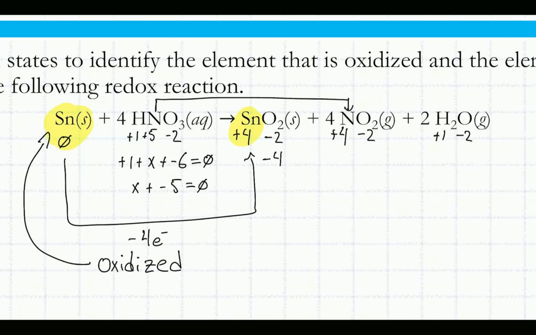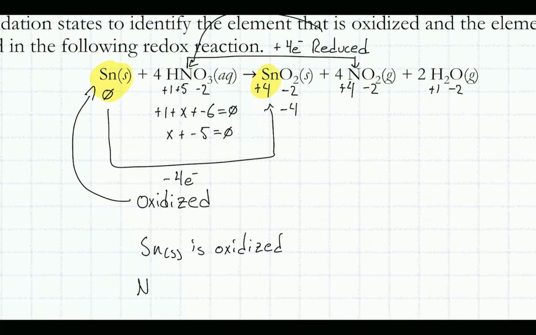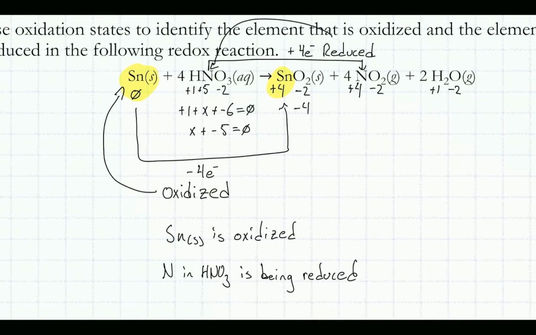And does it gain or lose electrons? Gains, right? So really each nitrogen's getting 1 electron. In total, there are 4 for this reaction, though. So gained, reduction is gain. And again, it's the nitrogen in the nitric acid that's being reduced. So the tin is being oxidized, and the nitric acid, or the nitrogen, more specifically in the nitric acid, is being reduced.